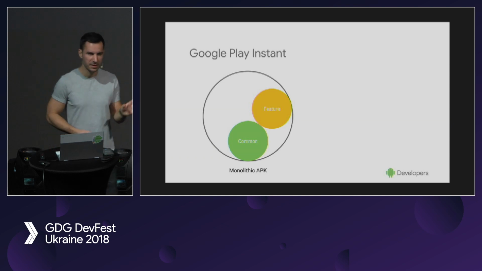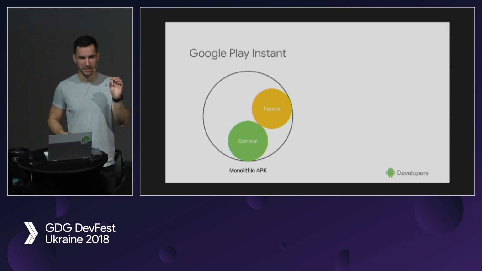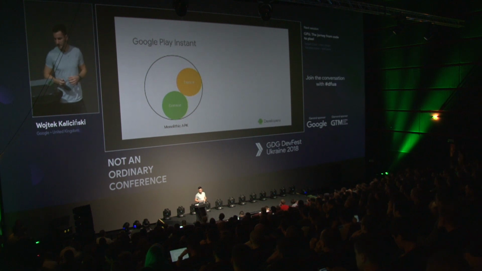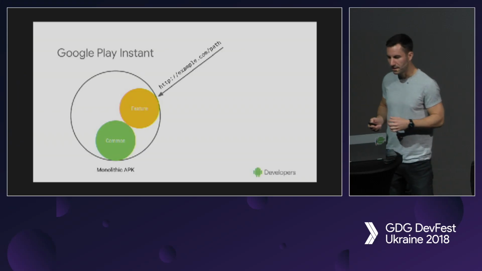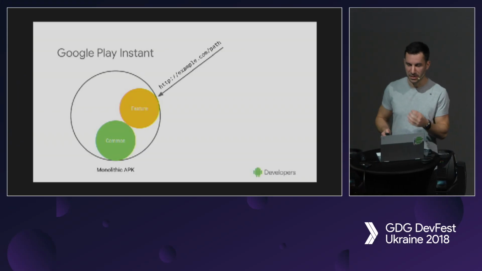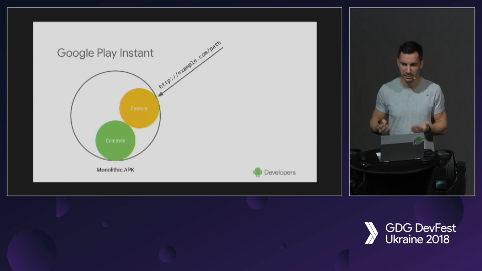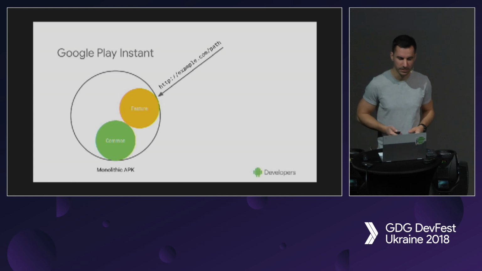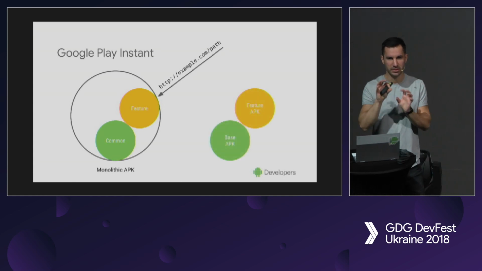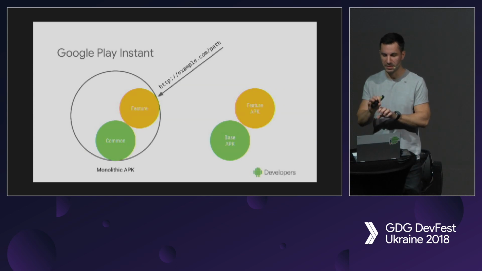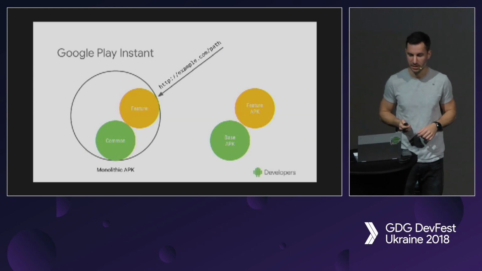So if you can identify a feature of your app, such as a screen or a functionality that's self-contained, that offers a user value, and if that feature can be represented as an entry point of your app that's available under a certain URL, what if you could take those two parts of your app and package them as small self-contained APKs, a base APK and a feature APK?